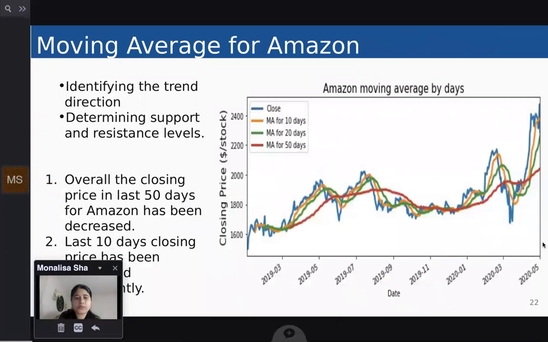Here we are calculating the moving average for Amazon for the last 10 days, 20 days and 50 days to figure out how the trend goes. Here we are trying to identify the different trend directions and determine the support and resistance levels. If you see, overall the closing price in the last 50 days for Amazon has decreased, and in the last 10 days the closing price has decreased significantly.